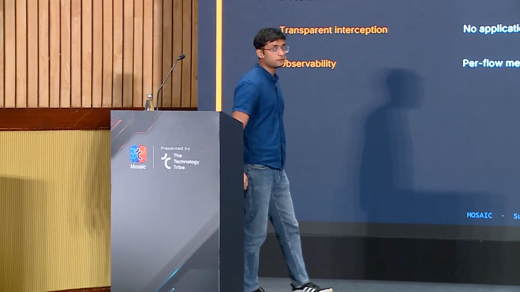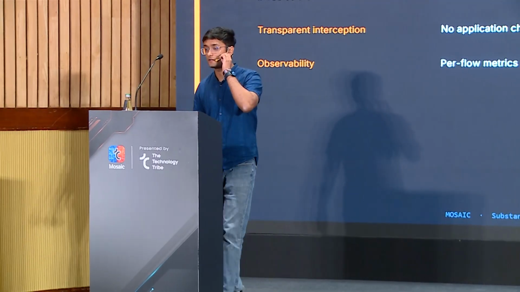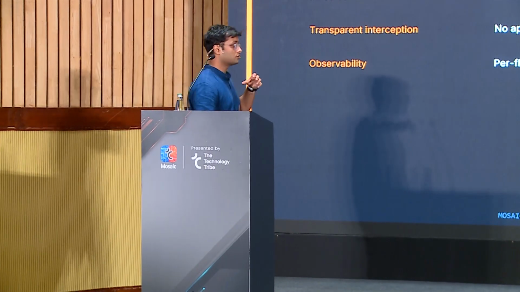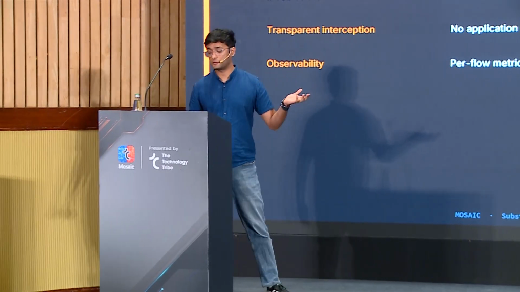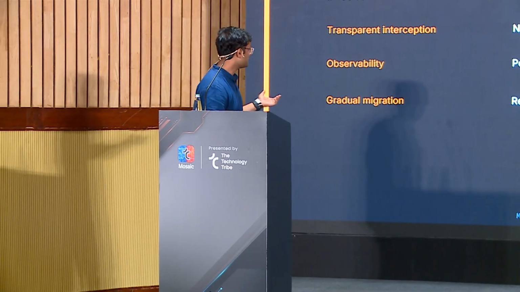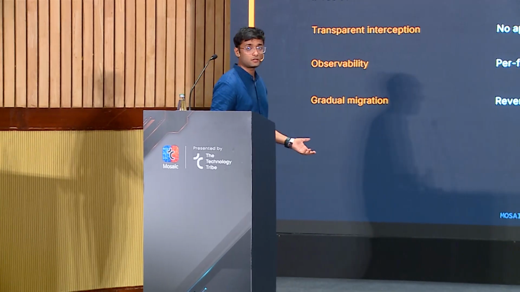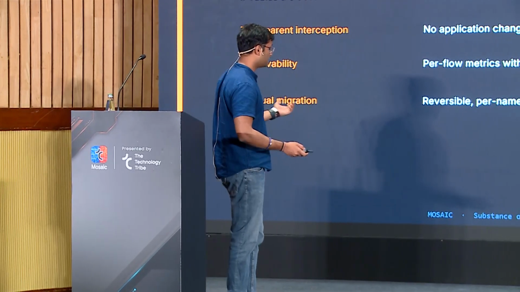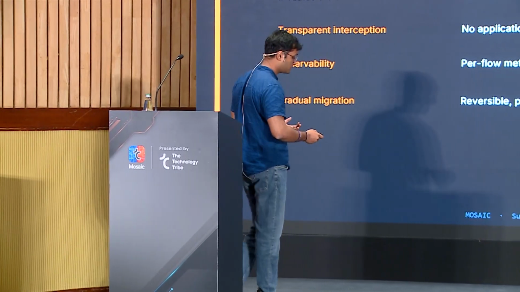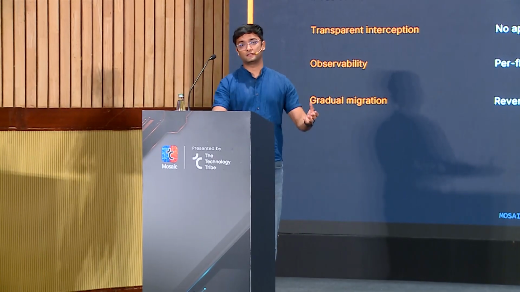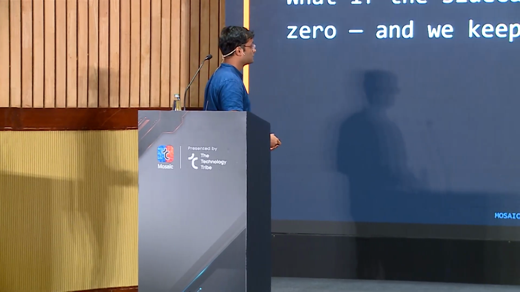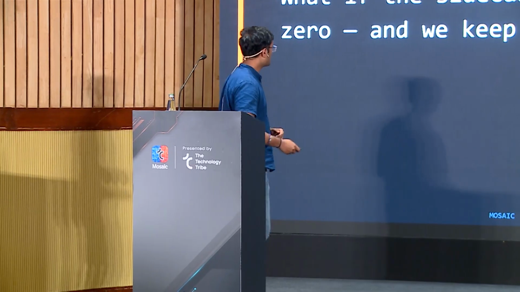No compromise on observability. Whatever we are observing now should continue. We should be getting all those metrics as is, plus there should not be any performance penalty. And the migration should not be a big bang cutover. It should be gradual, step by step, where we onboard some services first, observe what is going on, and then scale it out. So we asked this question: what if the sidecar tax could be made near zero, and we keep every single service mesh feature?